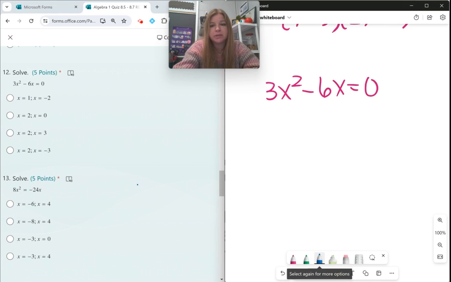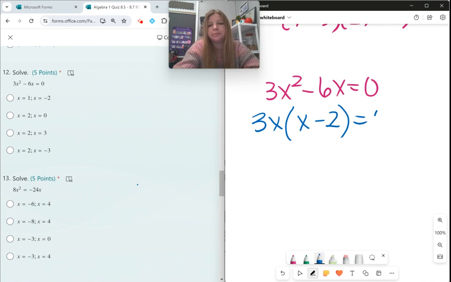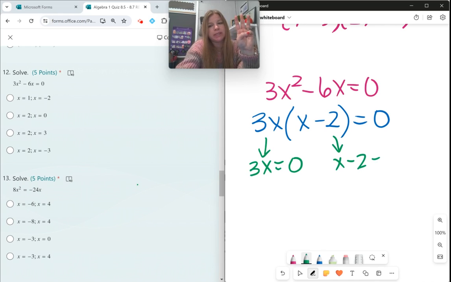The GCF of these two terms is a 3x. If I factor out a 3x, I'm left with x minus 2. Step 3, set each factor equal to 0 and solve. So I'm going to set 3x equal to 0. I'm going to set x minus 2 equal to 0.